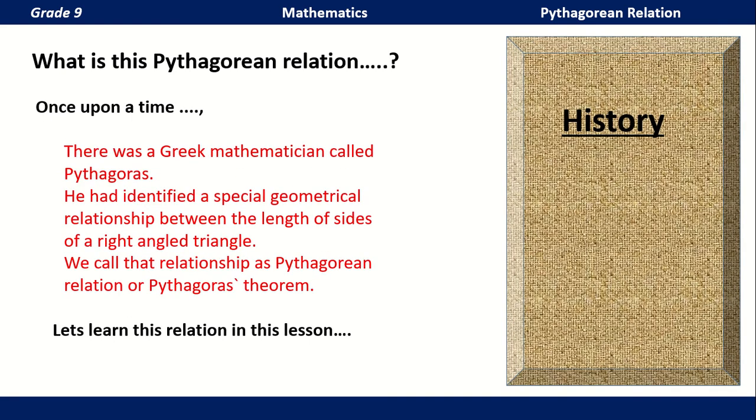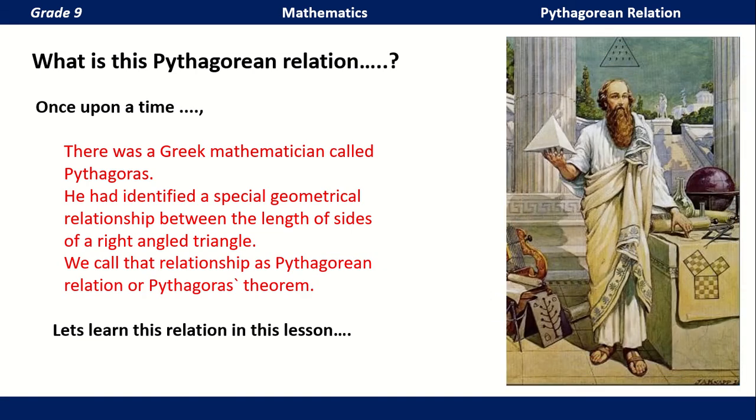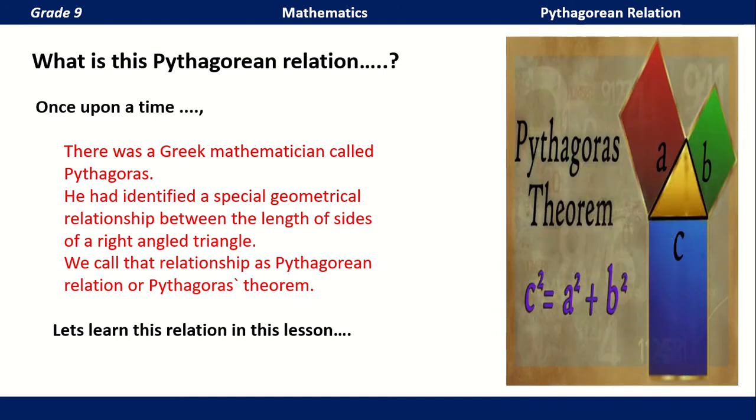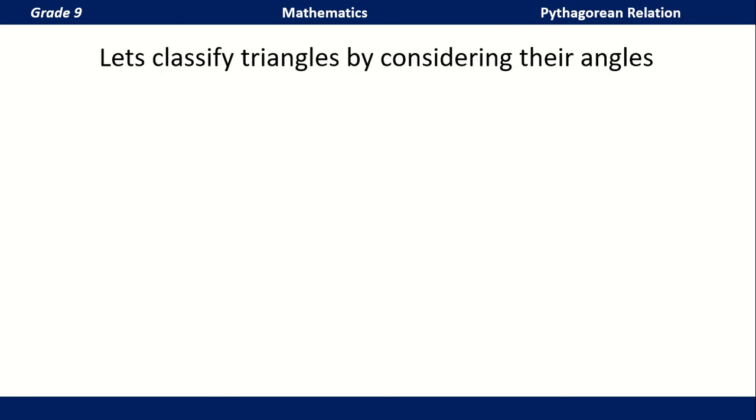Once upon a time, there was a Greek mathematician called Pythagoras. He had identified a special geometrical relationship between the lengths of the sides of a right angled triangle. We call that relationship the Pythagorean relation or Pythagoras theorem. Let's learn this relation in this lesson. Before we learn the Pythagorean relation, let's identify what a right angled triangle is.